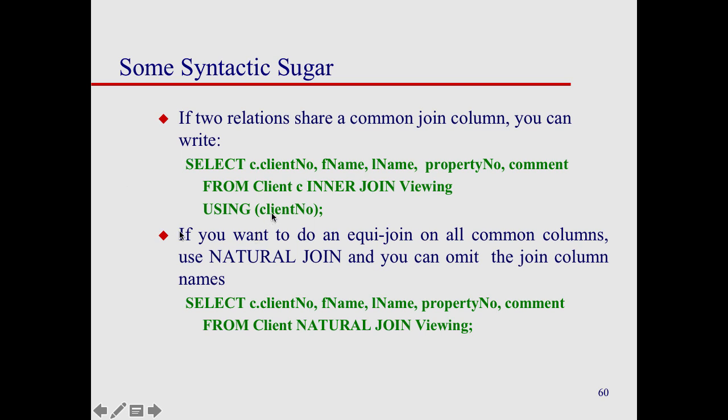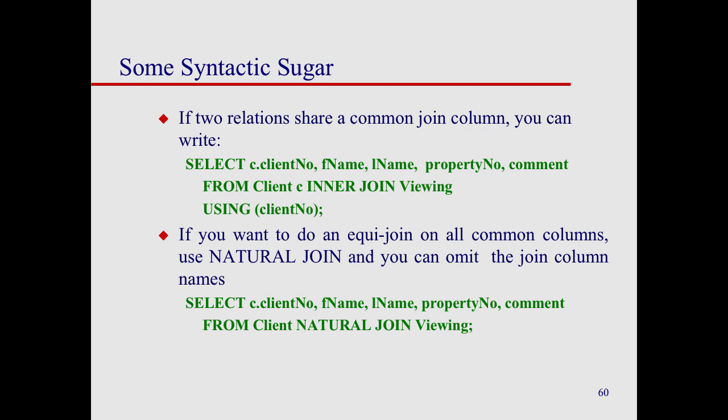Pardon? In this case you're just using one column. If the primary key was two columns, then you would have to list both columns here. So you can list as many common columns as you want, but in general, the using clause is just going to include the keys or the attributes in the primary key, whatever that might be.